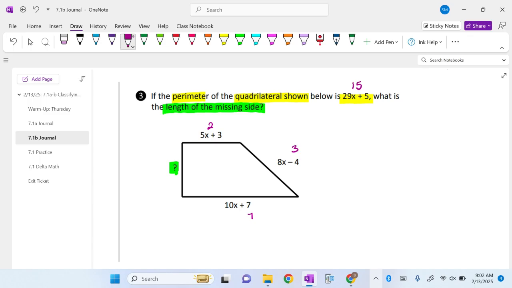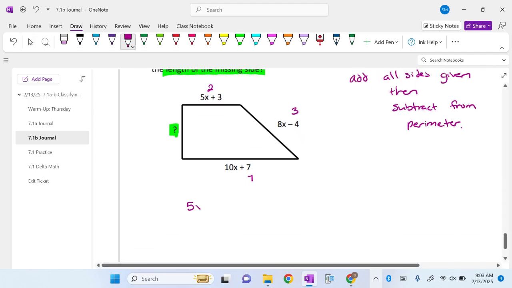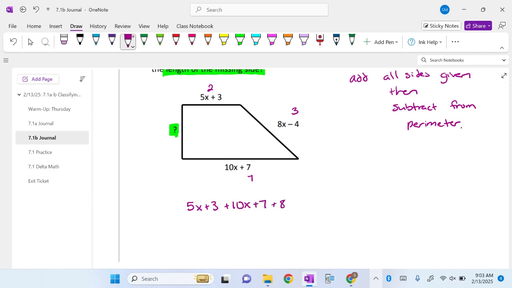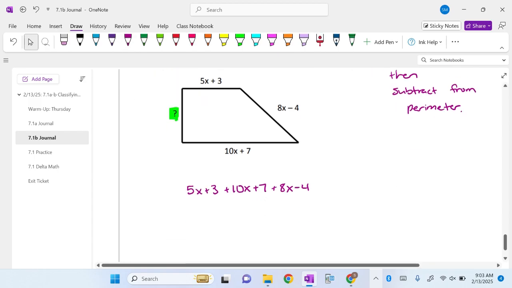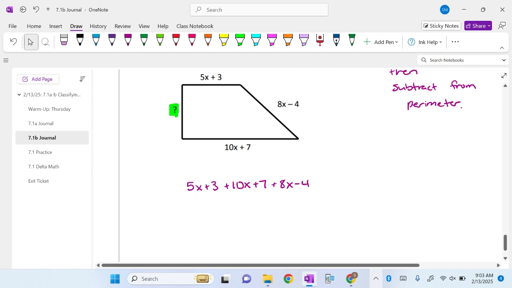We're going to add all sides given, then subtract from the perimeter. All right. So I'm going to add up all 3 of my sides first. So I have 5x plus 3 plus 10x plus 7 plus 8x minus 4. Those numbers I mentioned earlier are non-existent, so you don't have to write those, but these you do. So this is the adding up all my sides part.